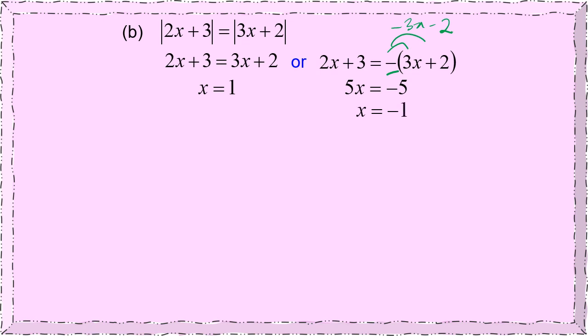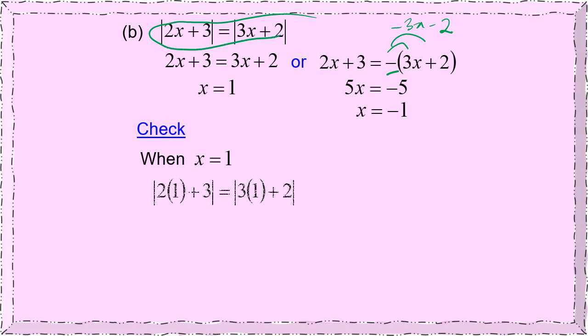And then don't forget to check. So when x equal to 1, we sub x into the question. So we have absolute of 2 multiplied by 1 plus 3 equal to absolute of 3 multiplied by 1 plus 2. So we get both equal to 5.